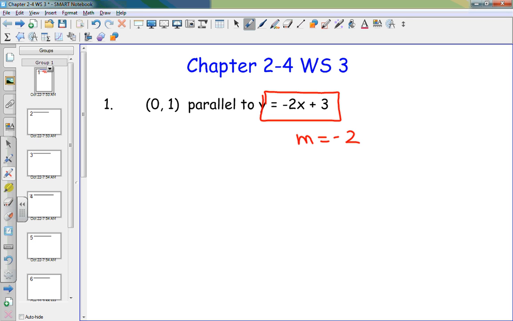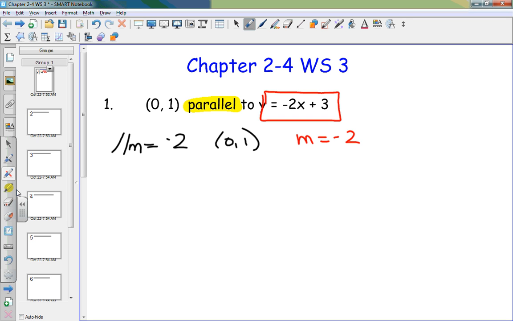So now that I know what my slope is, I'm going to take my slope, and I'm going to read the problem. I'm going to say, well, what do I need out of here? I need a parallel line, correct? Which means I need a parallel slope. So what's my parallel slope? Negative 2. And then I'm going to take my point (0, 1).